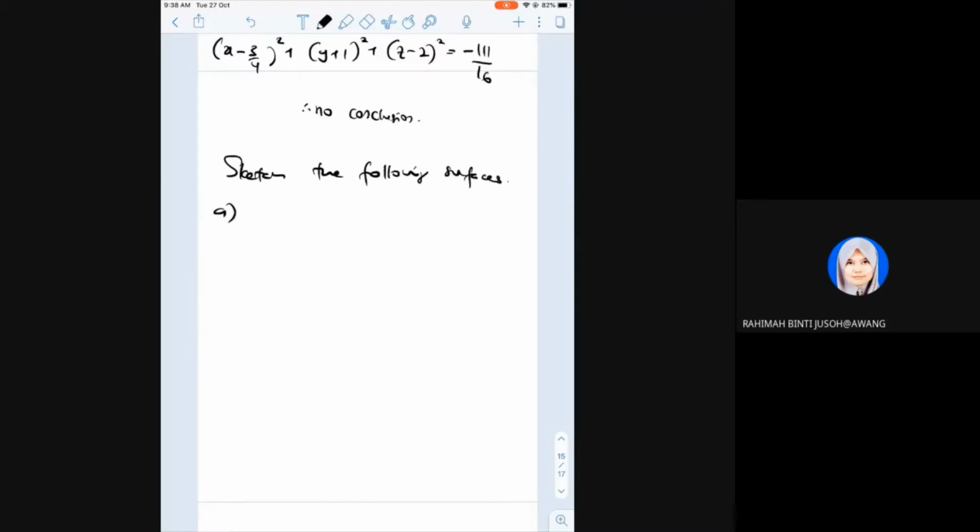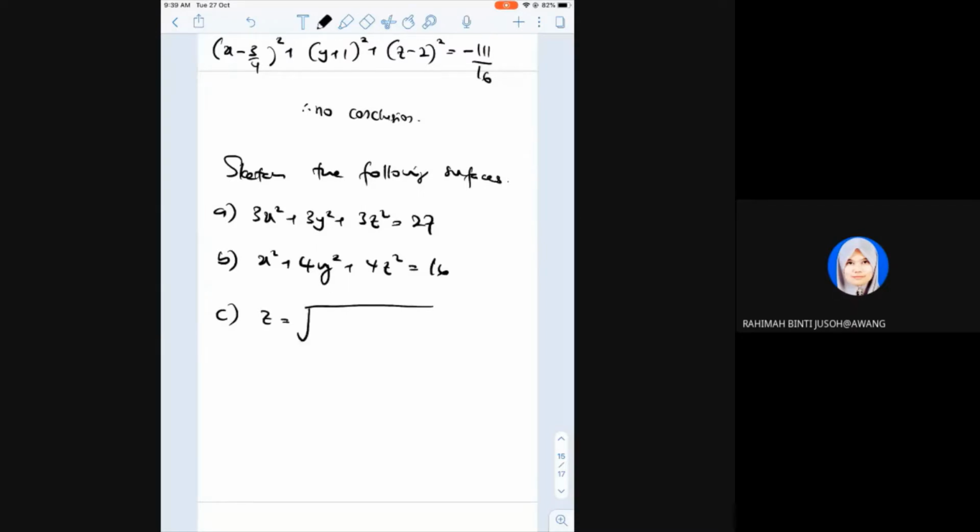Okay, number one. Saya akan combine sphere dengan ellipsoid, right? So, let's say you have 3x squared plus 3y squared plus 3z squared equals to 27. Number B, let's say you have x squared plus 4y squared plus 4z squared equals to 16. And then C equals to, let's say, we have z equals to 81 minus x squared minus y squared. Macam ni.